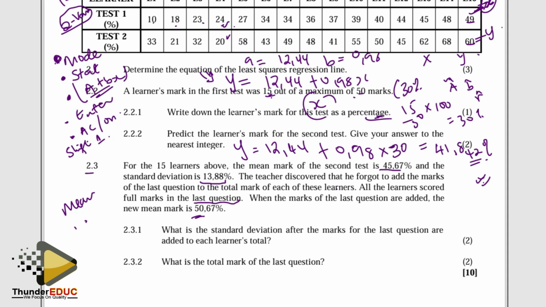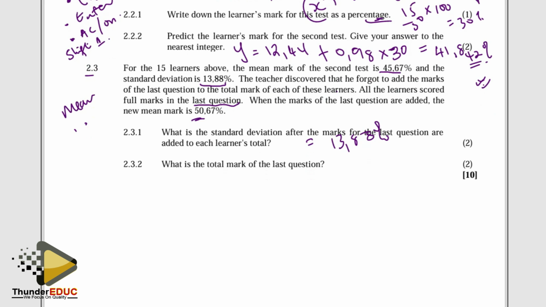Standard deviation will only stay the same because remember, it's just showing the variation of the mean from the data pieces. So here it's going to be 13,88%, no change. Okay. Then 2.3.2, what is the total mark of the last question?